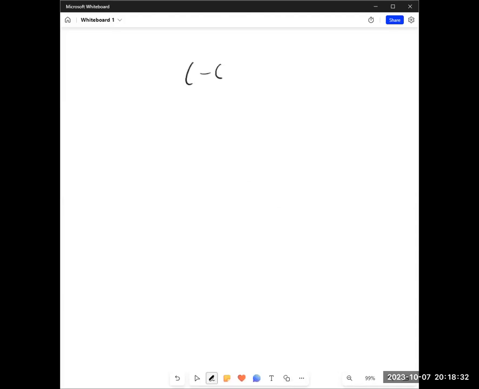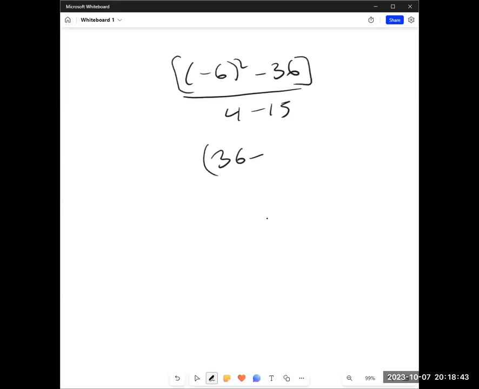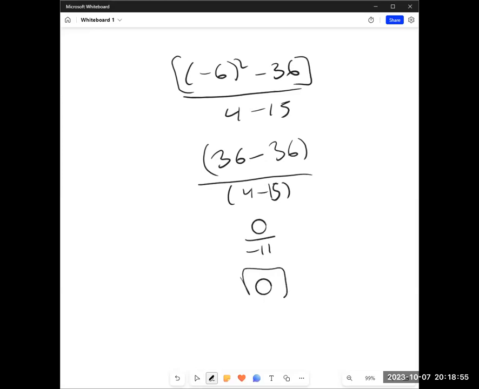I've got -6 squared minus 36 over 4 minus 15. It's going to be 36 minus 36 over 4 minus 15. It's going to be 0 over -11, which is 0.